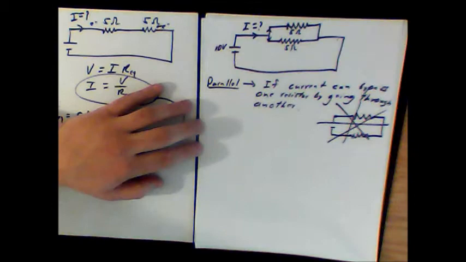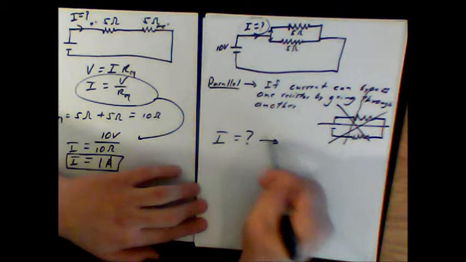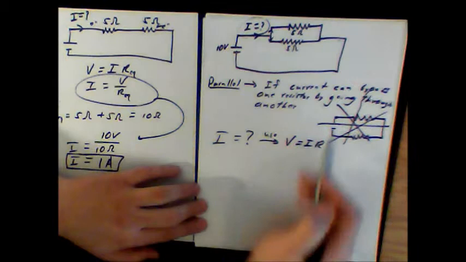All right, so what's the rule? Let's try to find the current in the above circuit. I equals question mark, same as right here. So this is the exact same problem as before. We need to use Ohm's law and solve for I. But remember, Ohm's law only applies to one resistor circuits. So we need to get this into what's called the equivalent resistance.